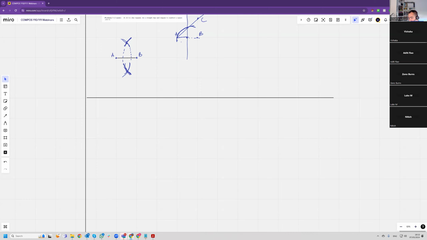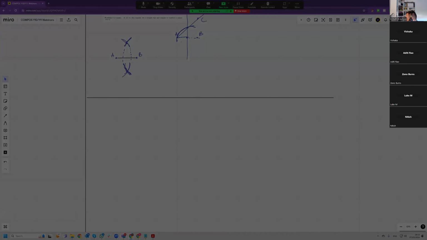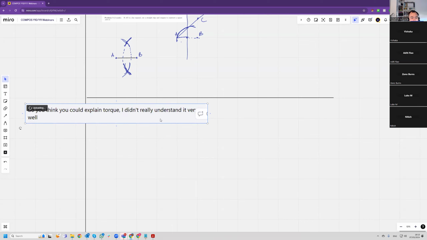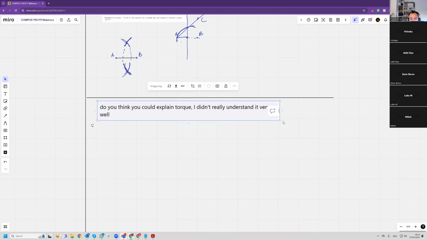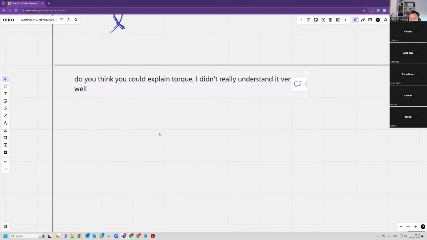You think you can explain torque? Okay. Torque is pretty much moment. Moment and torque are pretty much the same thing.